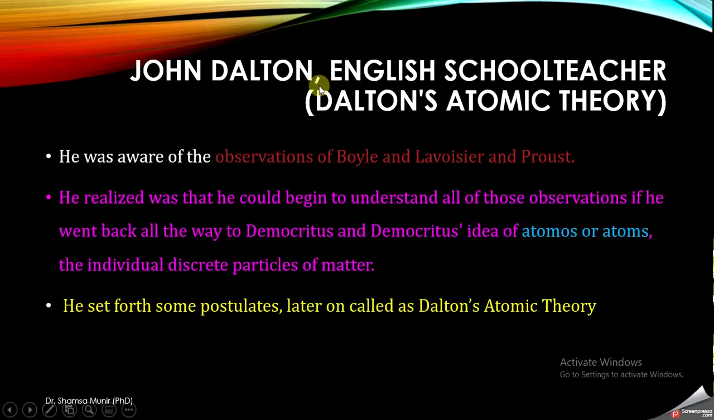Then there was an English scientist and school teacher, John Dalton, and he gave Dalton's atomic theory. He was aware of the observations of Boyle, Lavoisier, and Proust, and he realized that he could understand these observations if we go back to Democritus's idea of atoms, that matter is composed of discrete particles called atoms. Based on this, he set forth some postulates, which were later called Dalton's atomic theory.